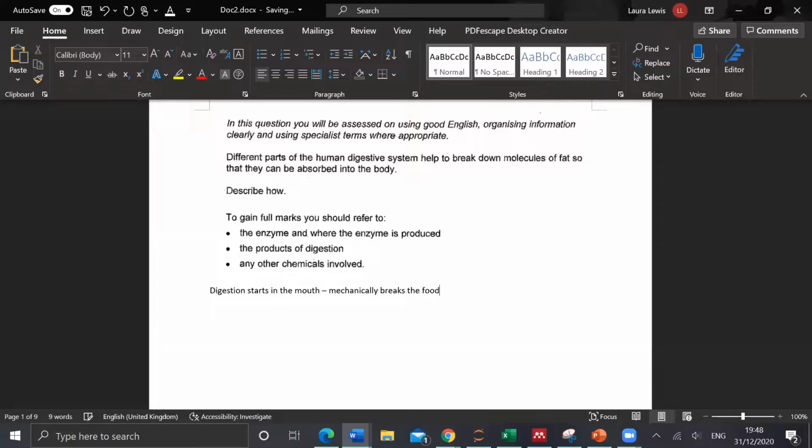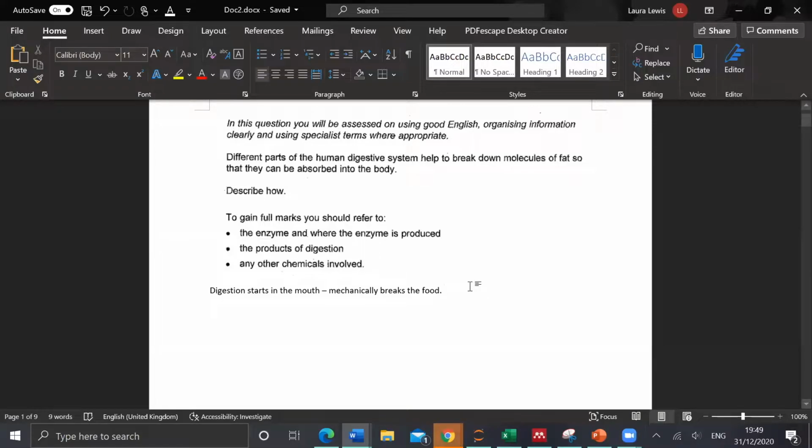There are no fat emulsifying enzymes in the mouth. There's amylase, but that digests carbohydrate. There's no lipase in the mouth, so there are no enzymes that produce fat emulsification. The question is about breakdown of molecules of fat. If I had asked about carbohydrate, we would have put amylase to break it down. I didn't ask about protein, which would have been protease.